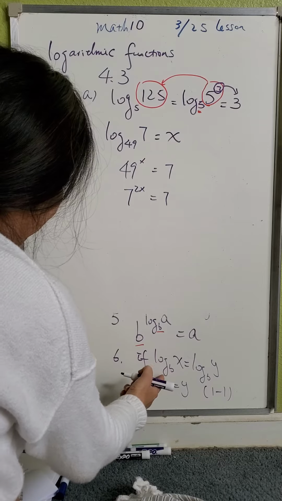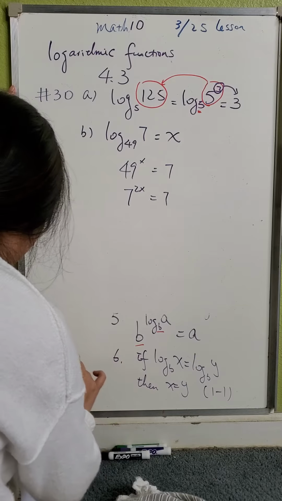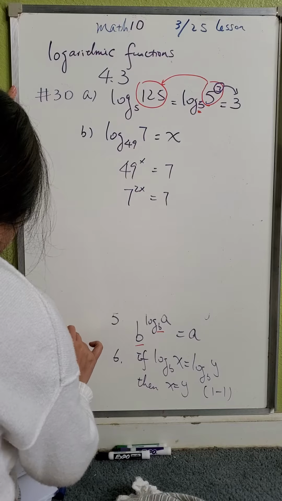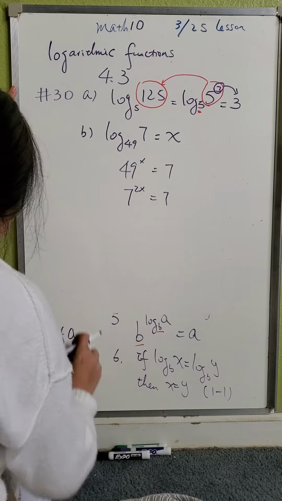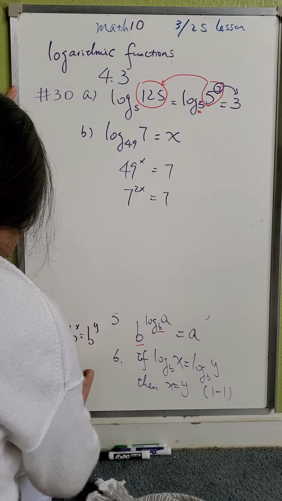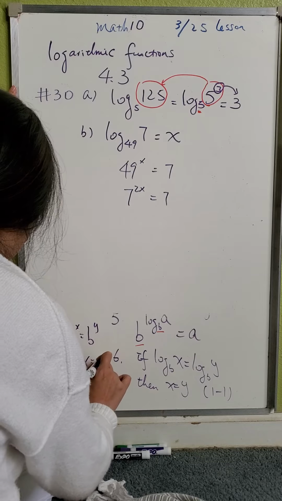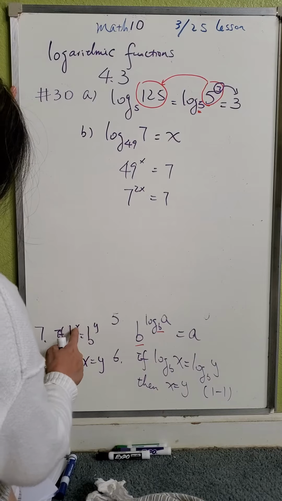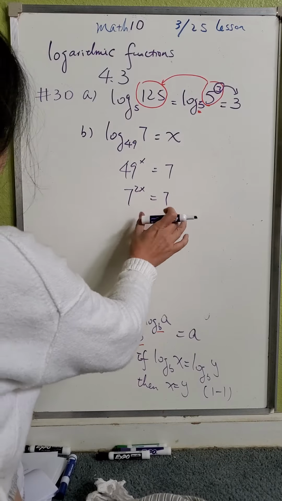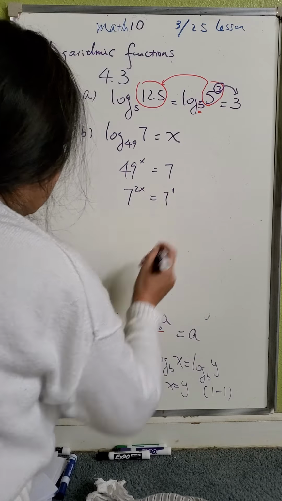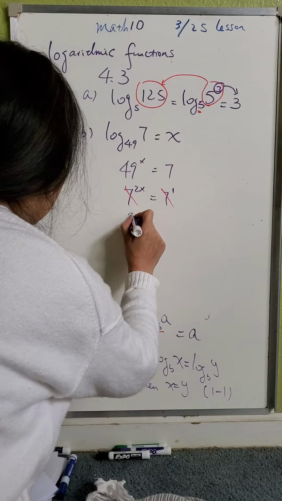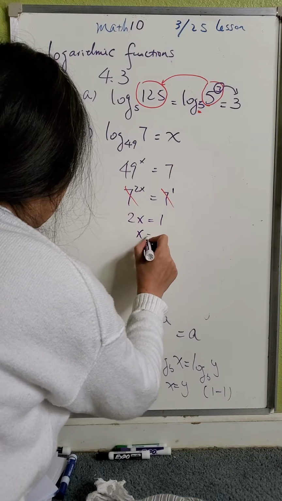Oh, there's another one-to-one property. I forgot to write it out. Number 7 is that if b to the x equals b to the y, then x equals y. They say if they share the same base, they're going to share the same power. That's what they mean. Now look here. These two share the same base. This is 1 here. You can cut the line, take them away. So you have 2x equals 1, x equals 1/2.